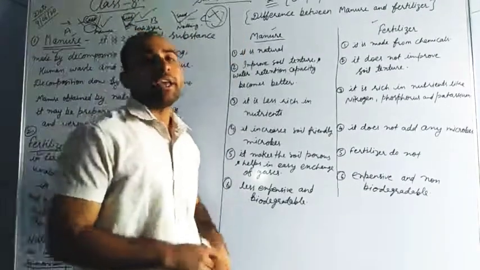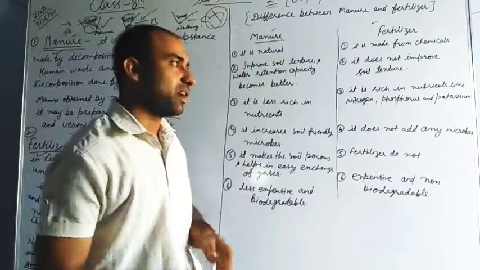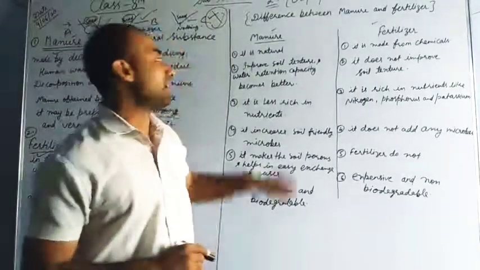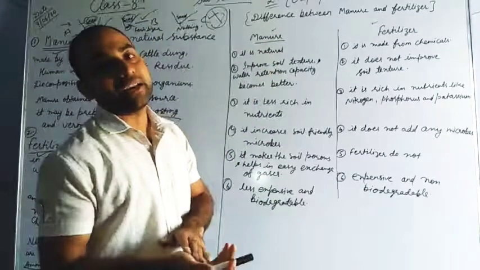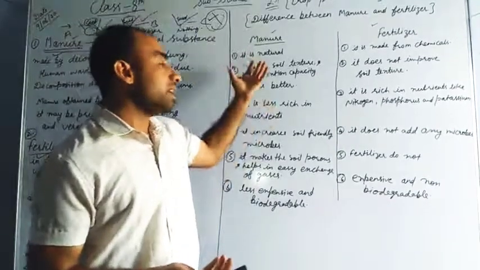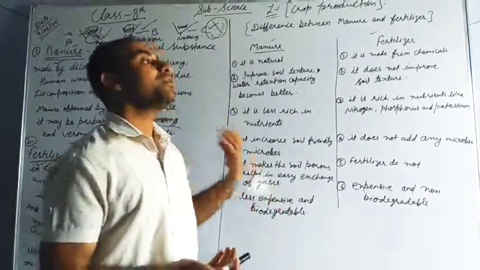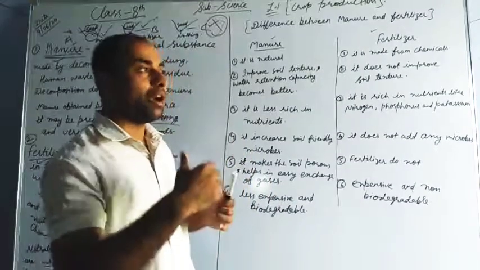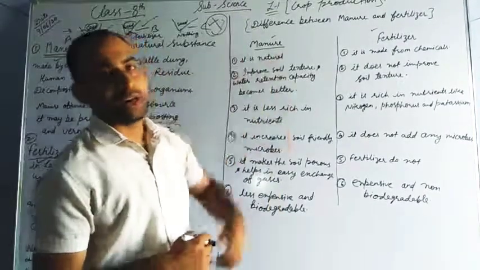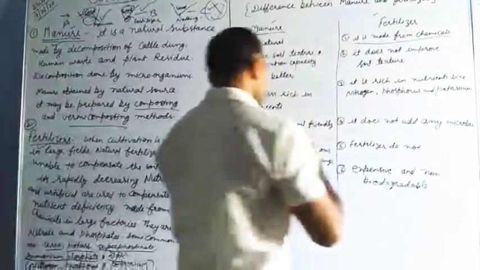As I have already told you, manure is natural. Why is it called natural? Because we are getting it from plants and from animals. It is natural because we are getting it from resources like plants and animals: from the cow, from animal dung, human excreta, and from the plants, all those parts of the plants that become detritus. That's why it is called natural. But fertilizer is made from chemicals.